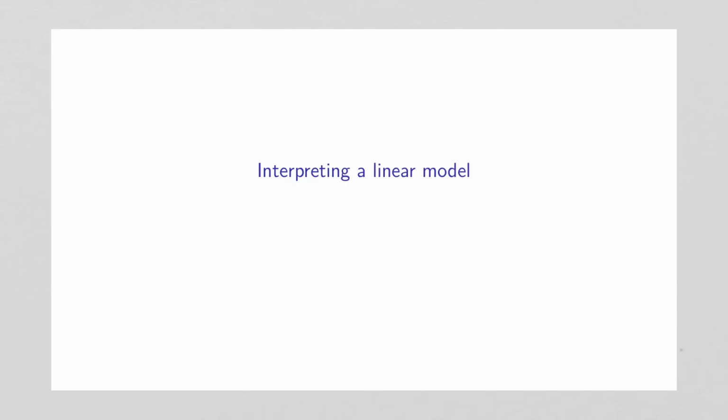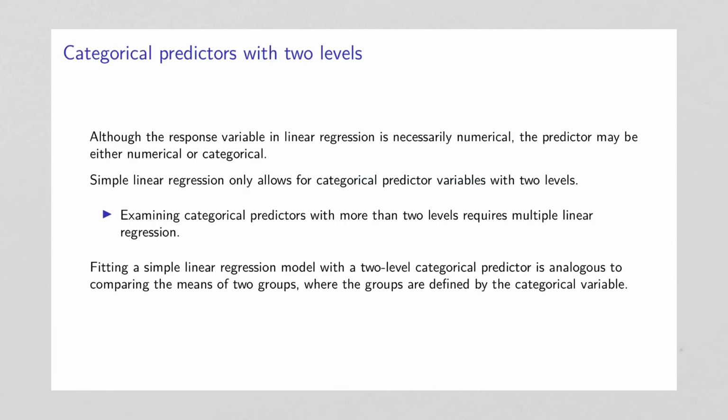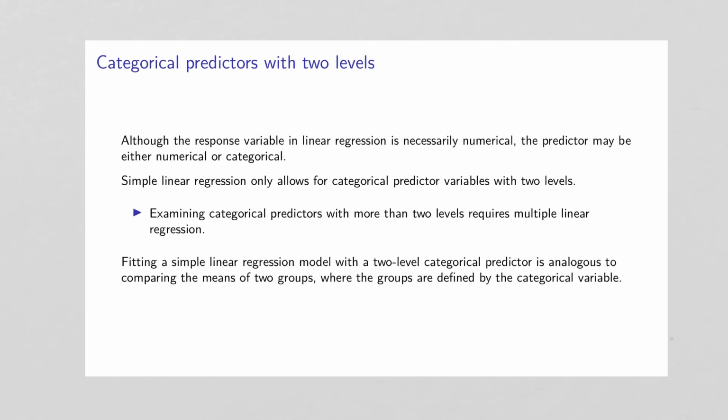So let's interpret a linear model. Here we're going to have a categorical predictor with 2 levels. Although the response variable in linear regression is necessarily numerical, the predictor can be either numerical or categorical.